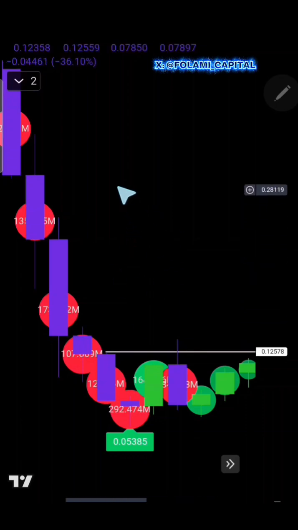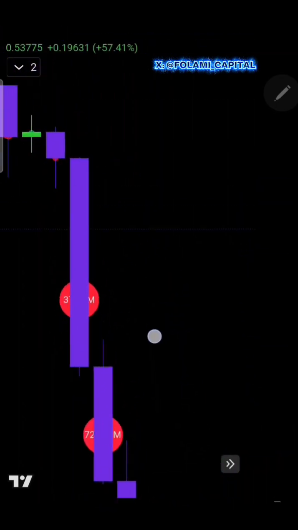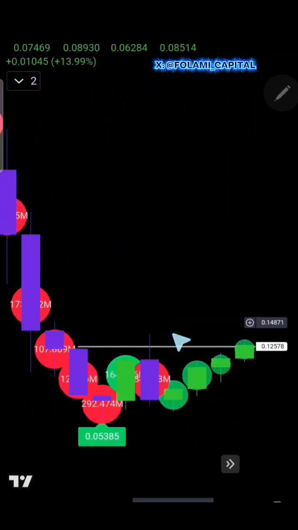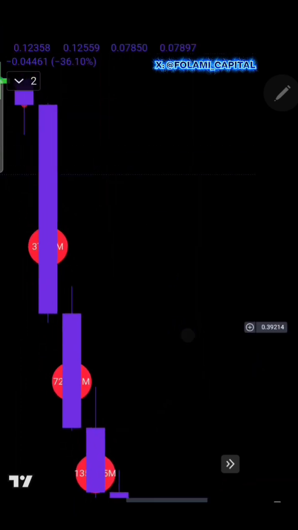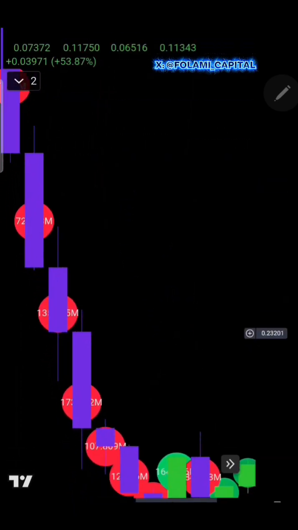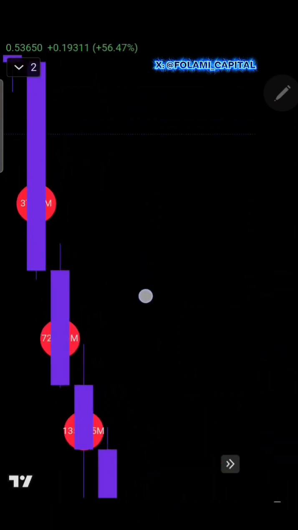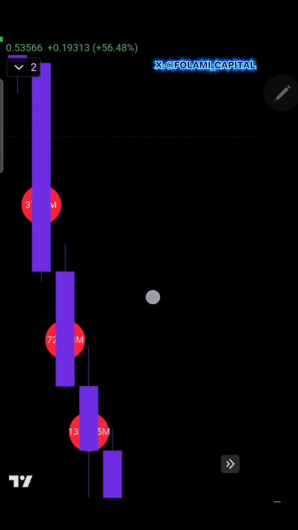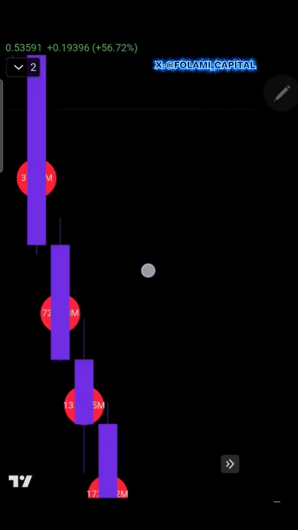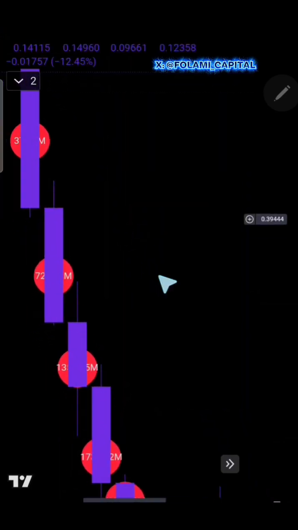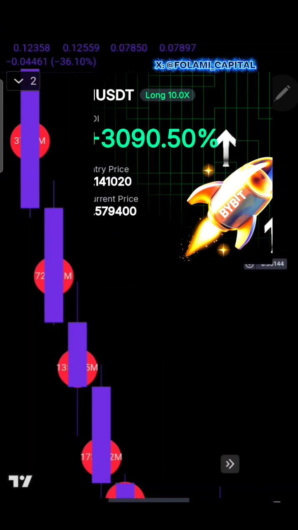Alright guys, in this video I'm going to show you how I actually read my order flow charts and how I analyze, so you can also understand how to trade using order flow and VWAP. As you can see right here, this is a very clean setup that I got on Humanity, which is the HUSDT. You can see how I actually banked this HUSDT, which is Humanity Protocol.